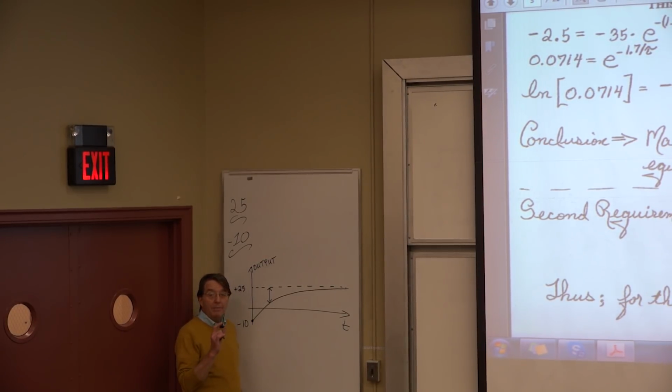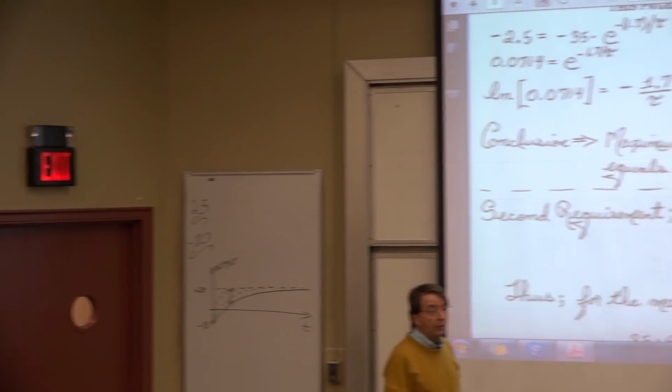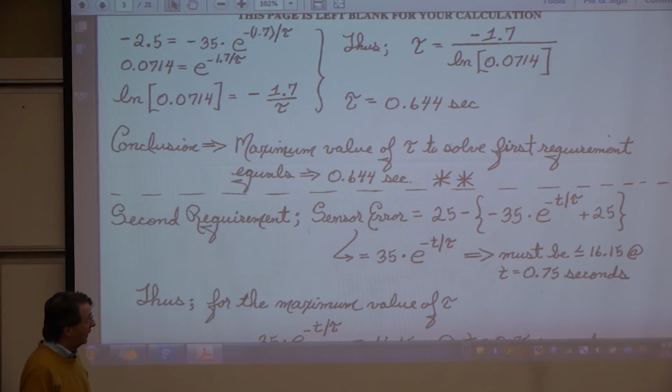The smaller I make tau, the quicker the system responds. Okay? So if tau was made smaller, we get up here quicker, and quicker yet, and quicker yet. Which is wonderful, but you're paying for that. So I want to pick the largest value of tau that satisfies that requirement. So the error must be 16.15 at 0.75 seconds.